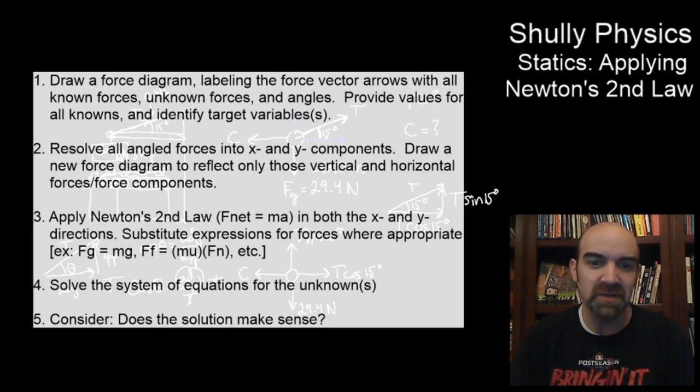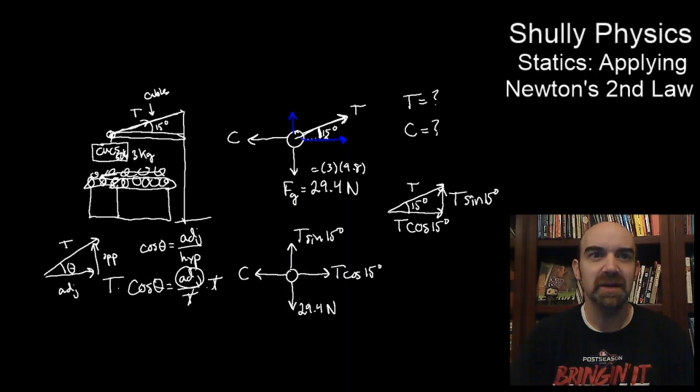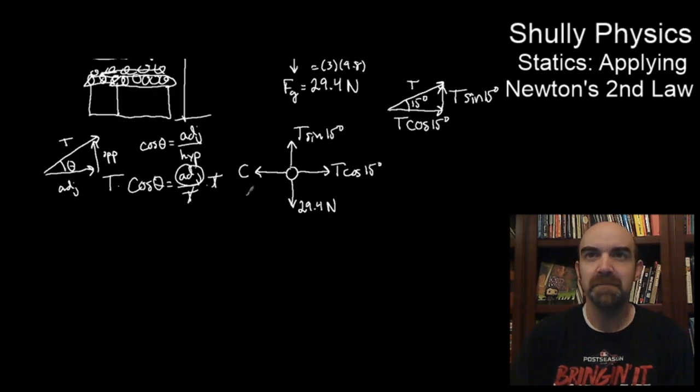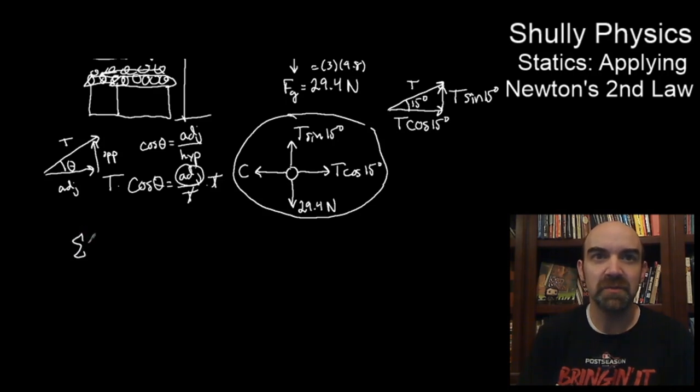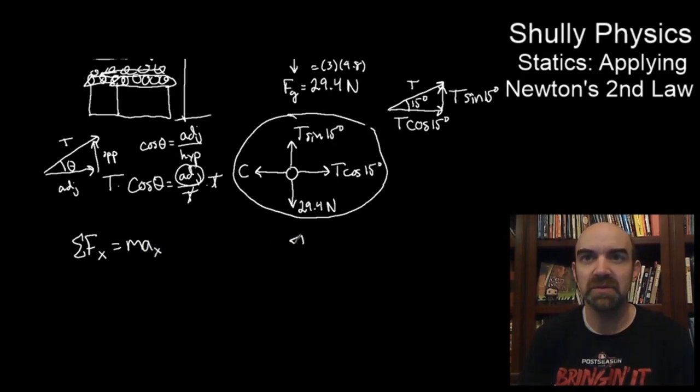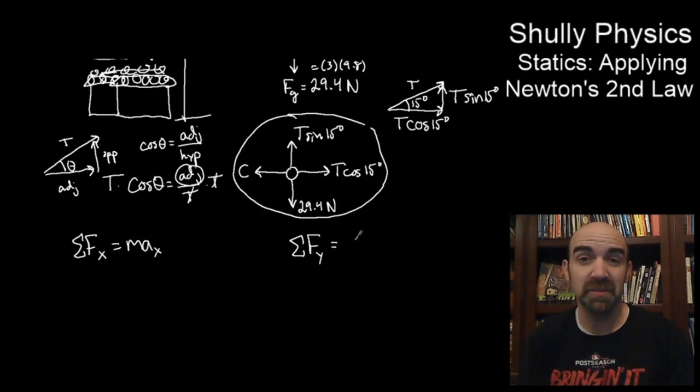Step 3, apply Newton's second law in the x and the y directions. Let's do that. So this is all I'm focusing on right here. I can throw everything out the window. We're about to solve for T and C. We're going to sum the forces in the x direction, and we're going to sum the forces in the y direction, just like before. Now, in the first example, we didn't have an x direction, but in this case, we do.